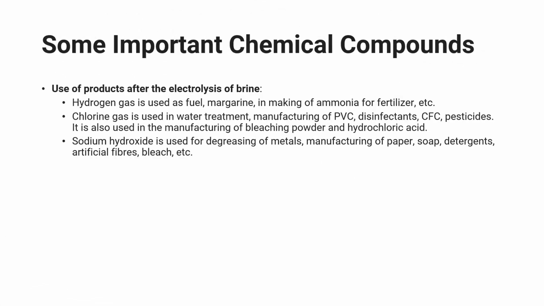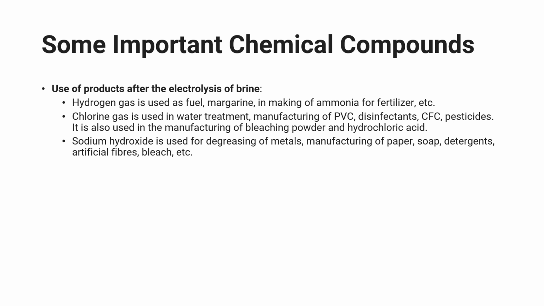Use of products after electrolysis of brine. Hydrogen gas is used as fuel, margarine, and in making of ammonia for fertilizer, etc. Chlorine gas is used in water treatment, manufacturing of PVC, disinfectant, CFC, pesticides. It is also used in the manufacturing of bleaching powder and hydrochloric acid. Sodium hydroxide is used for degreasing of metals, manufacturing of paper, soap, detergent, artificial fibers, bleach, etc.